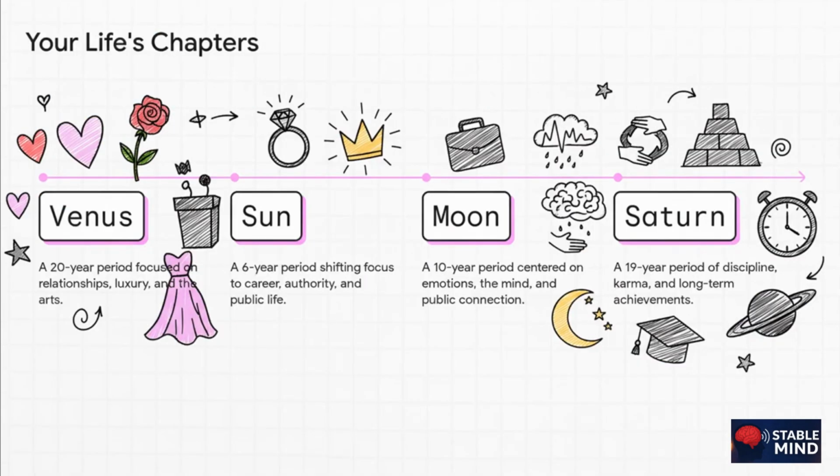And you can see how it works right here on this timeline. Just look at the different lengths of these periods. You could have a whole 20 years ruled by Venus, think relationships, creativity, comfort, and then bam, that ends and you jump right into a 6 year Sun period, and suddenly the focus completely shifts to your career, your status, your authority. It's like a pre-written schedule for the themes of your life.